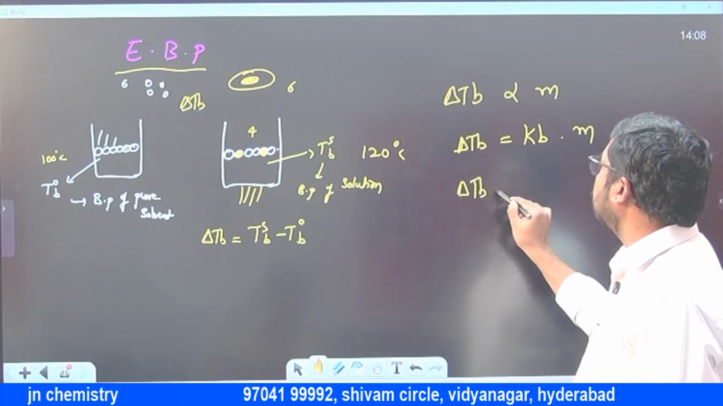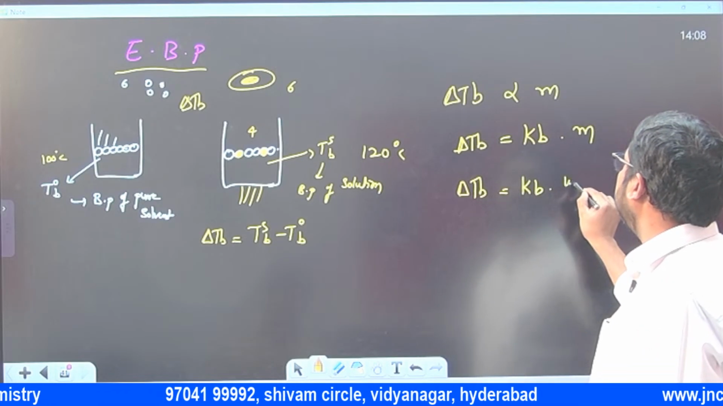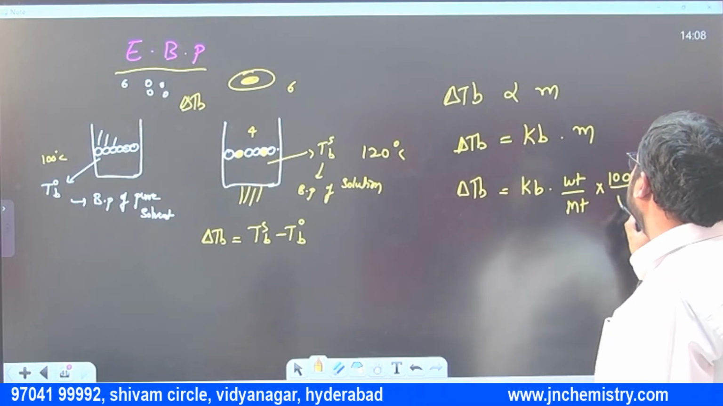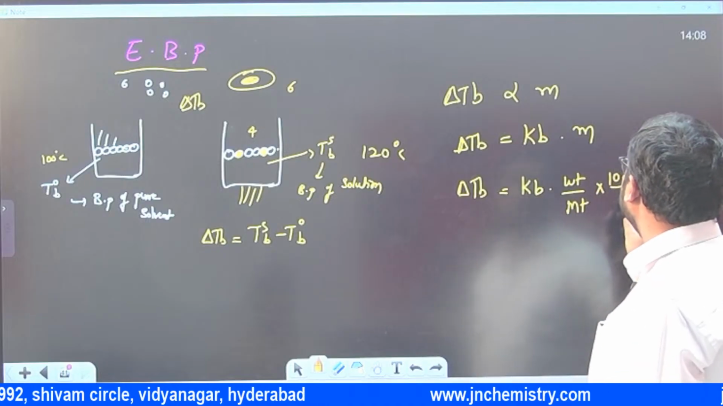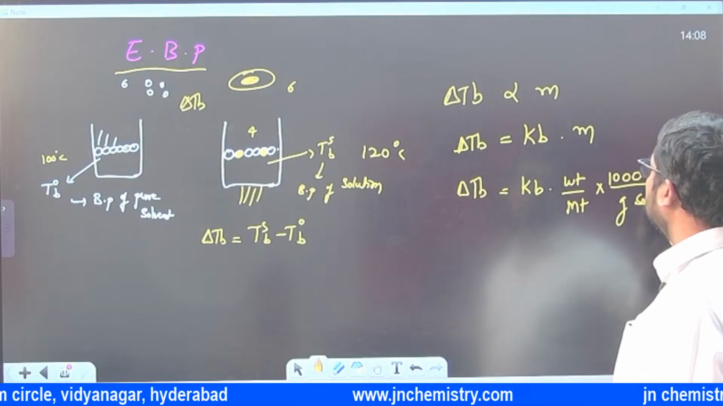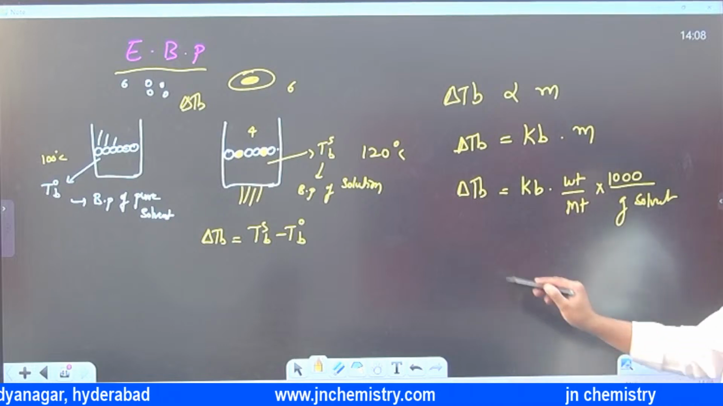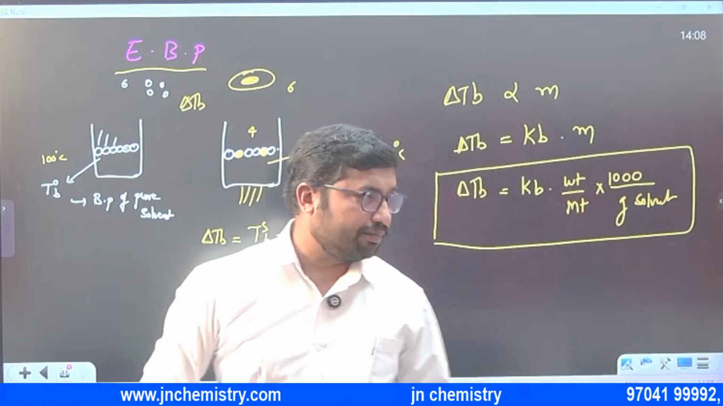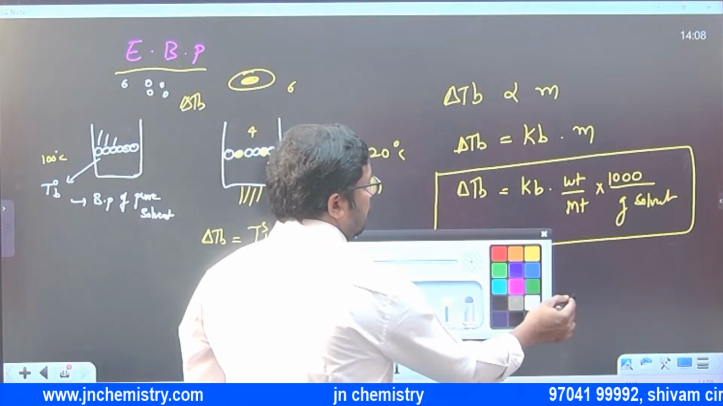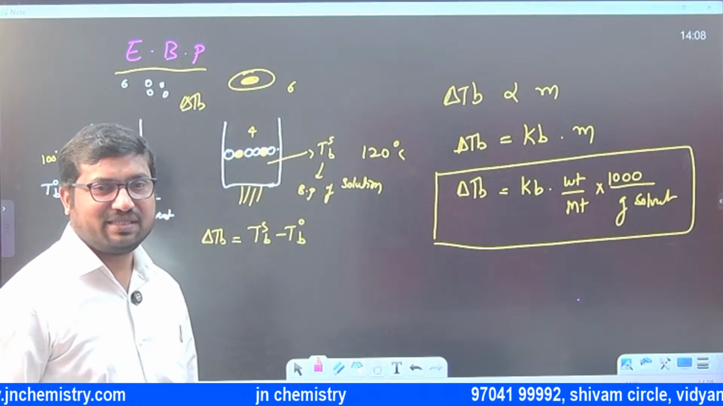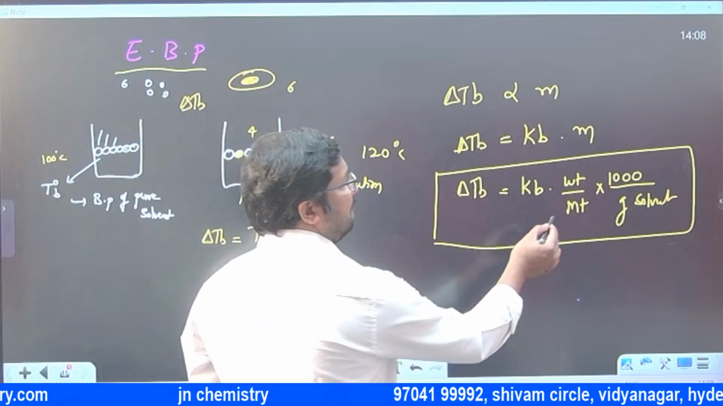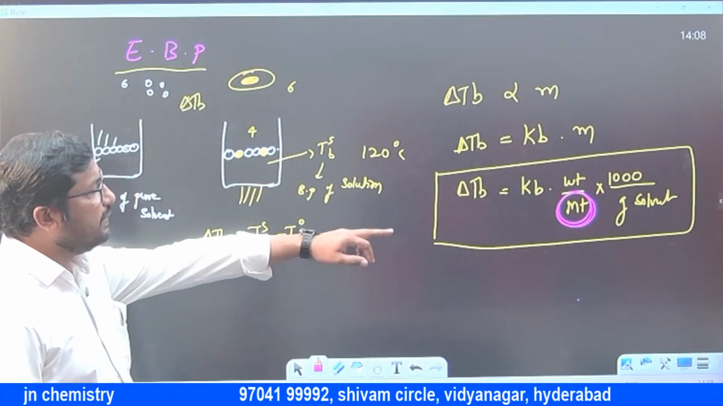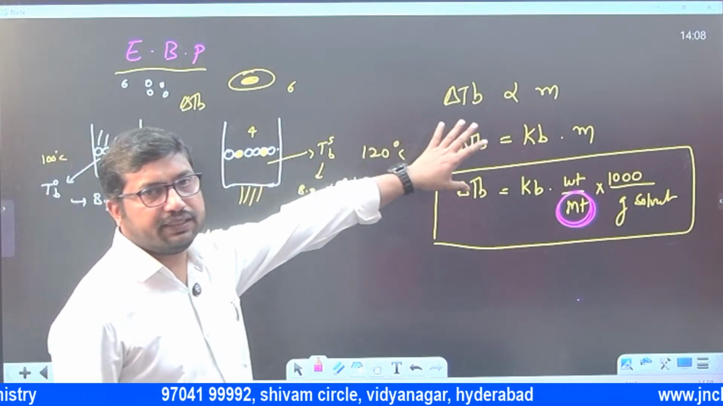Delta TB equals Kb into weight by molecular weight into 1000 upon grams of solvent. Molality, I told you, is per grams of solvent. So this is the formula: delta TB equals Kb into m. Now what will they ask? This one. Everything else, T0B, T0S and everything, they will mention.